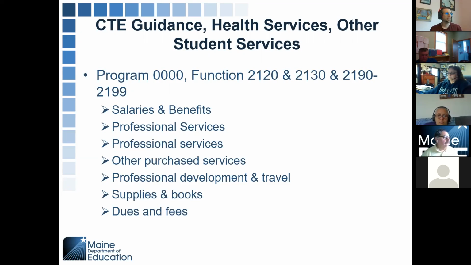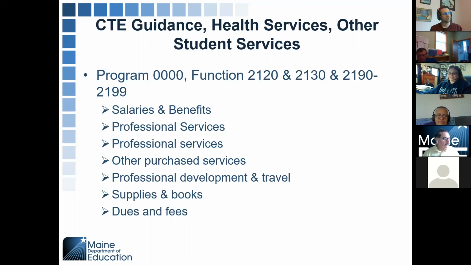And so what you'll see throughout, generally speaking, within CTE, is you're going to see a lot of the same when we're talking about object codes. So salary and benefits has some particular object codes that it uses, and professional services, and apparently I needed to list professional services twice, because they're very important apparently. But anyway, you're going to see a lot of the same things repeated within each category.